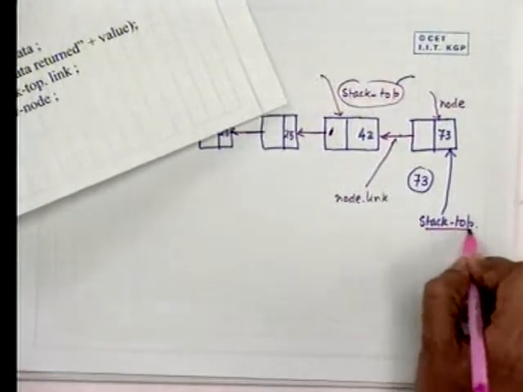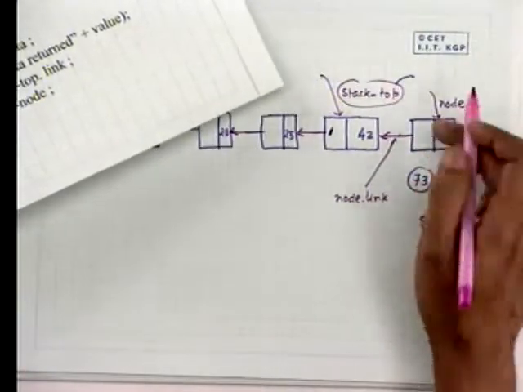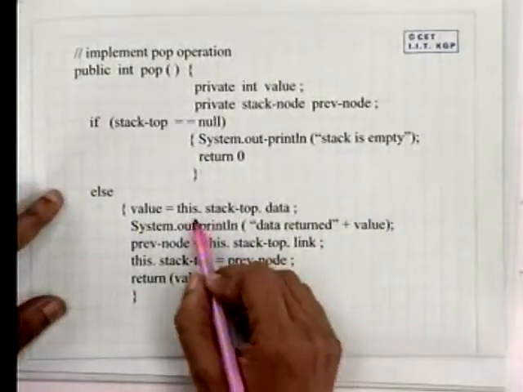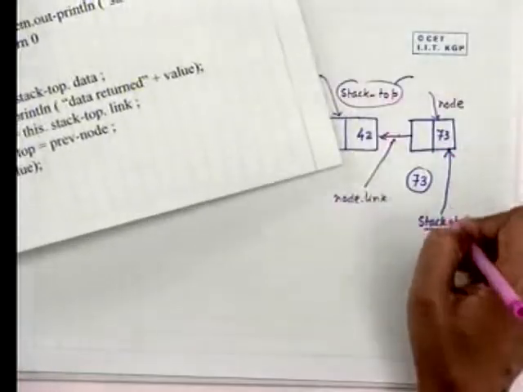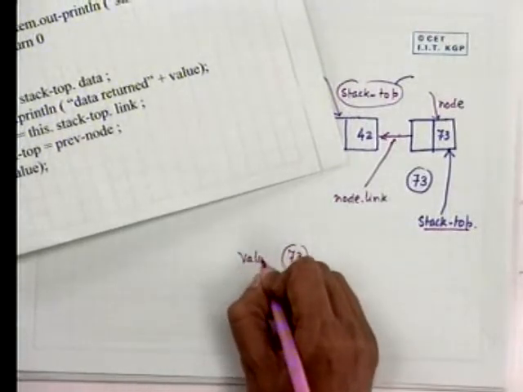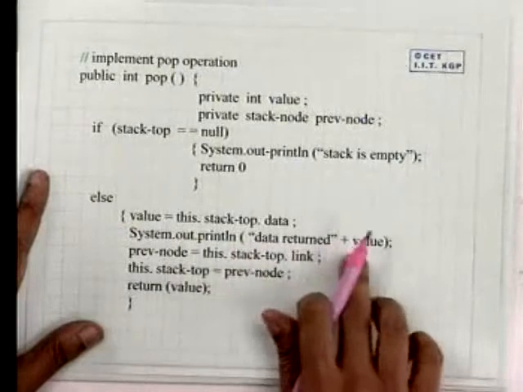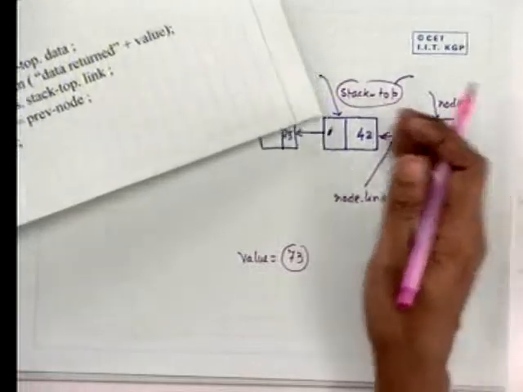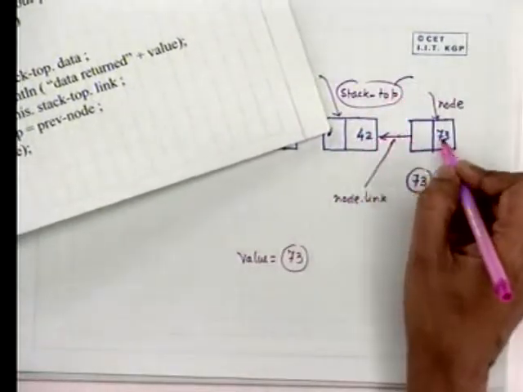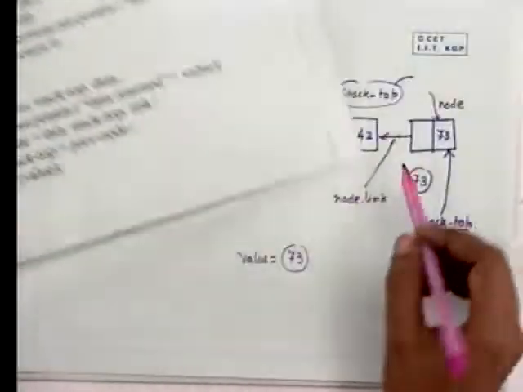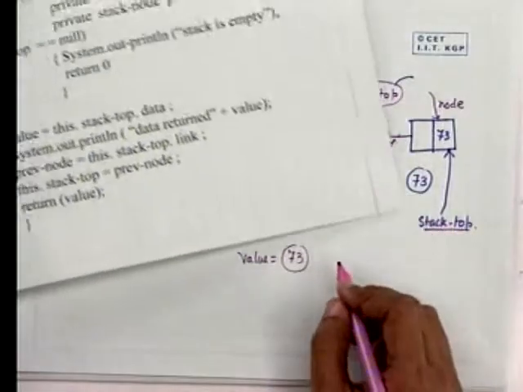However, as in this example, stack top is currently this, so it's referring to a node which has a value 73. Now what we will do, we'll take this stack top dot data. This stack top dot data is 73, so value gets 73 here, and then you print the value, and then previous node. Now what is the next node? Our next node, that is the node immediately below in the stack, is this one, which is referred to by its link field. So what we do, this stack top dot link is referring to the previous node.